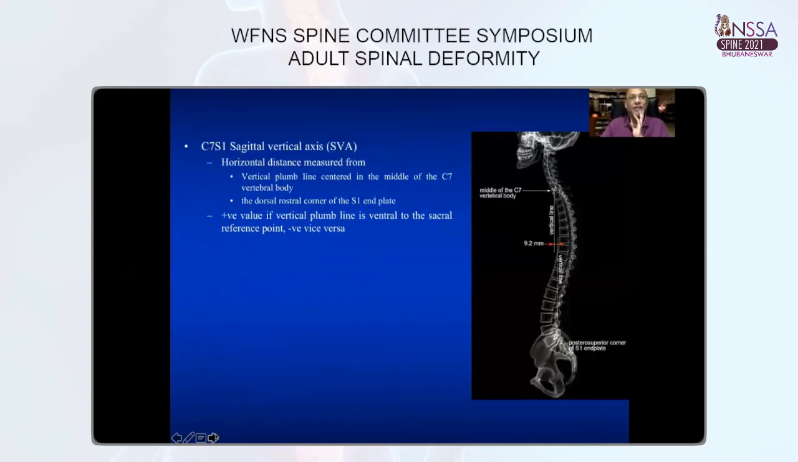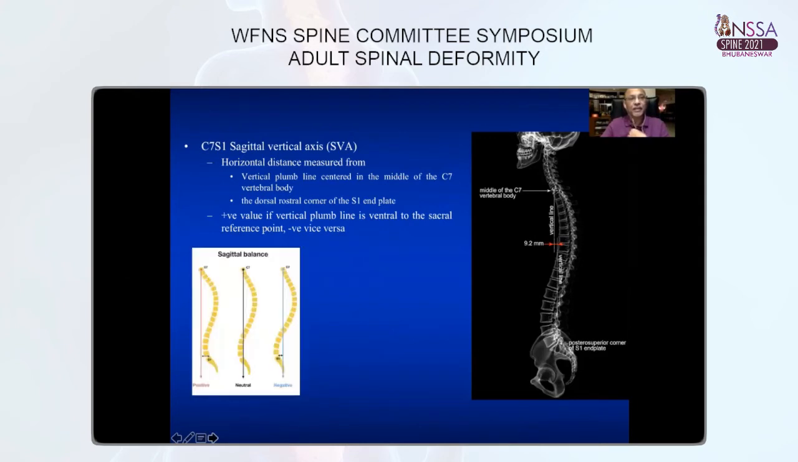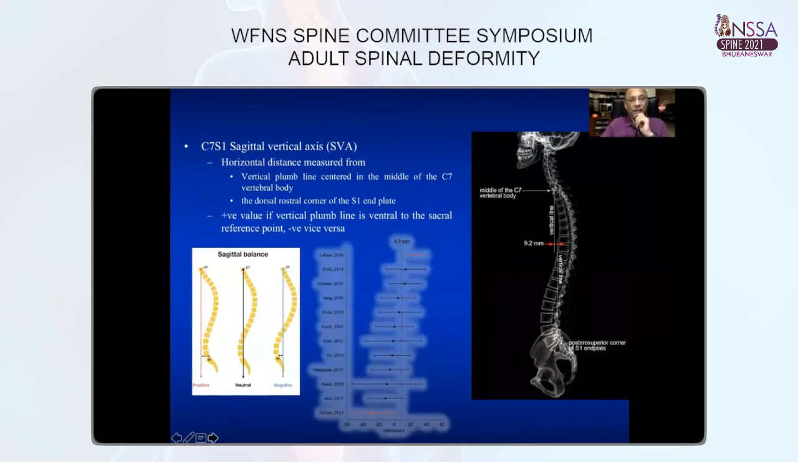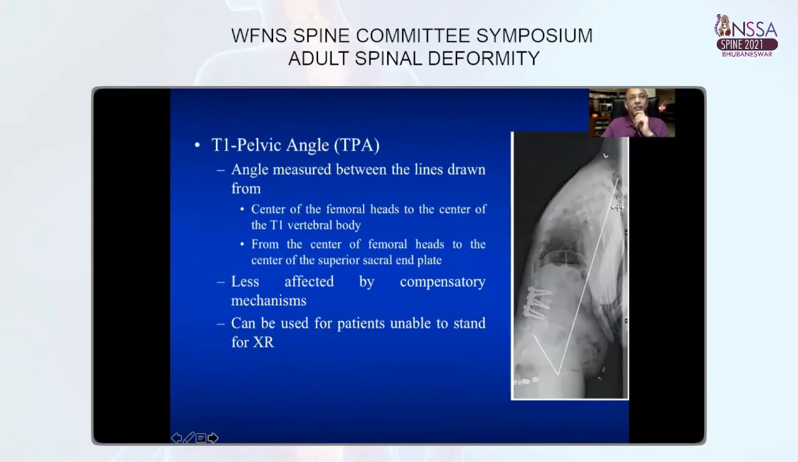Again, SVA, when you're looking laterally, is the horizontal distance from the vertical plumb line from the midline of the C7 to the dorsal rostral line at the S1 end plate. If it's positive, then the plumb line is ventral to the sacral reference. If it's negative, it's vice versa. And you can see exactly the same thing, positive and negative. And these are some of the values that have been calculated by various people, and it varies quite a bit.